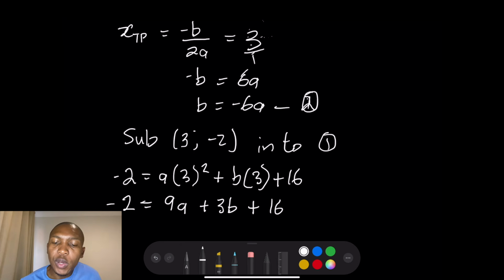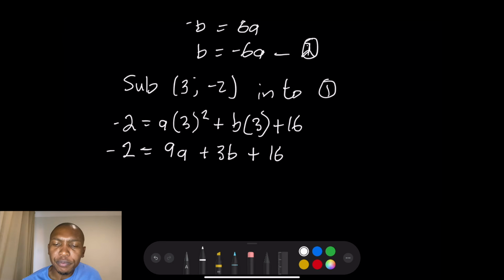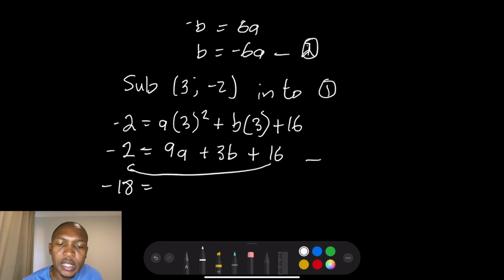Now, to try and get rid of one of the unknowns, let's just simplify it even further. If I take 16 over to the other side, it becomes negative 16. So I will get minus 18 is equal to 9a plus 3b.